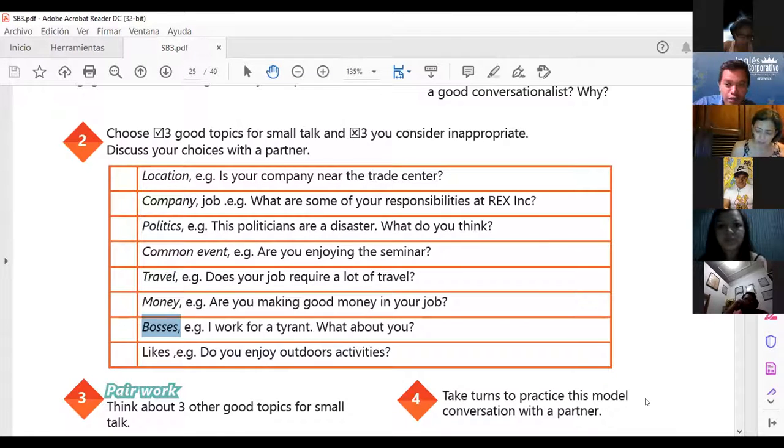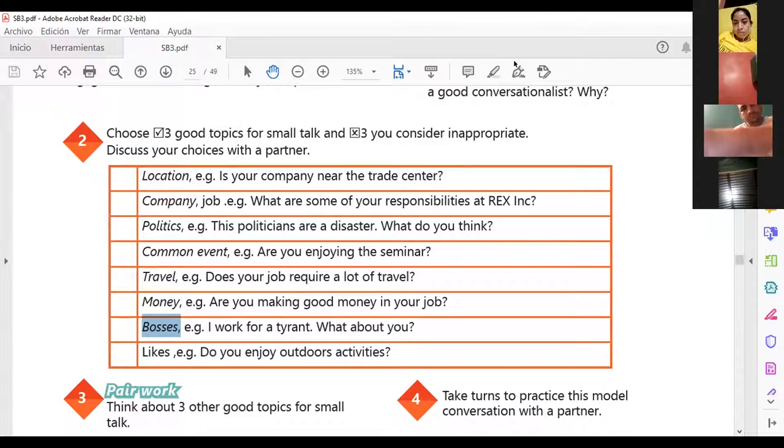Okay, before continuing, antes de continuar, voy a pasar lista. Okay, we completed 1 hour after the cut. Give me a second. I'm going to pass the attendance list.